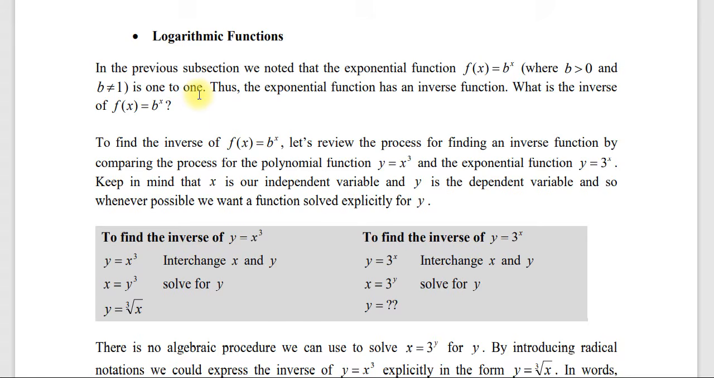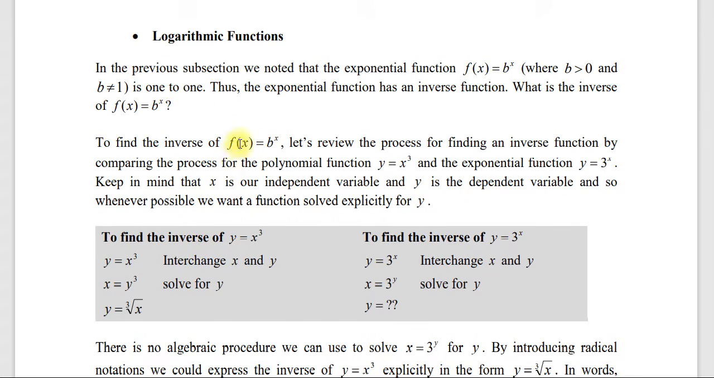Okay, previously when we talked about the exponential function f(x) = b^x, what must b be? It must be positive and it must differ from 1. Thus, the exponential function has an inverse function. What is the inverse of f(x) = b^x?